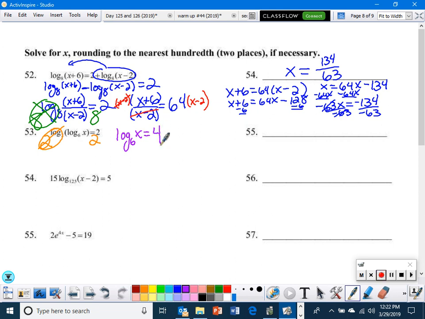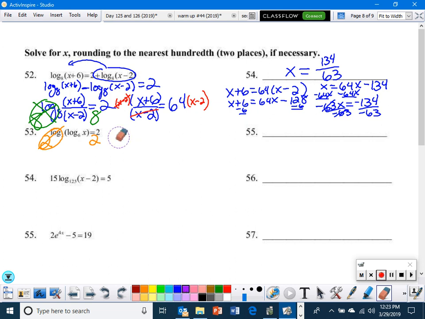Now I'm going to get rid of the log base 6. So again, I'm going to do this. So I end up with x equaling 2 to the 4th power. Whoops, not 2. Let me back that up. Sorry, ladies and gentlemen, I made a big boo-boo. That's a base of 6. My apologies. Let me rewrite that.